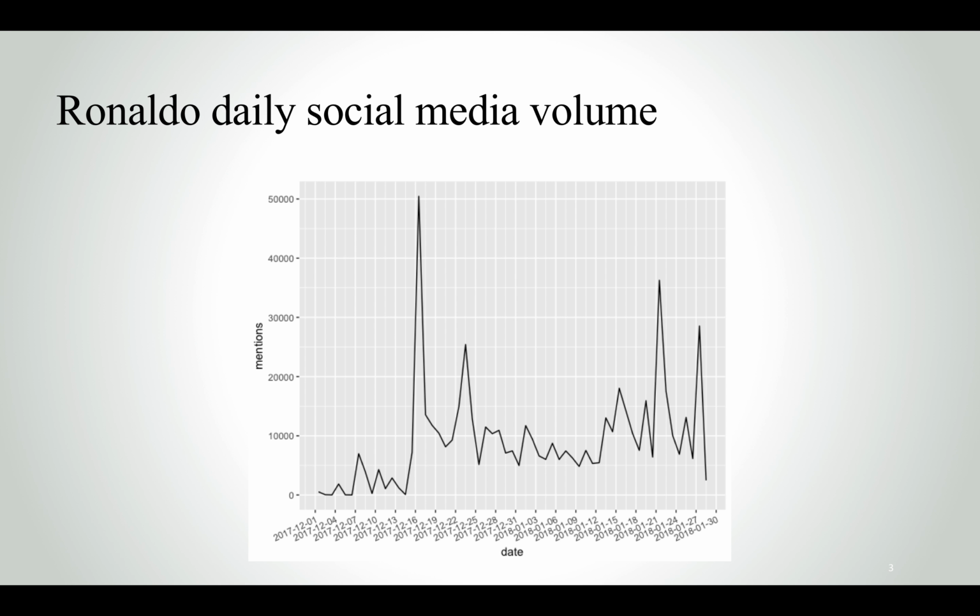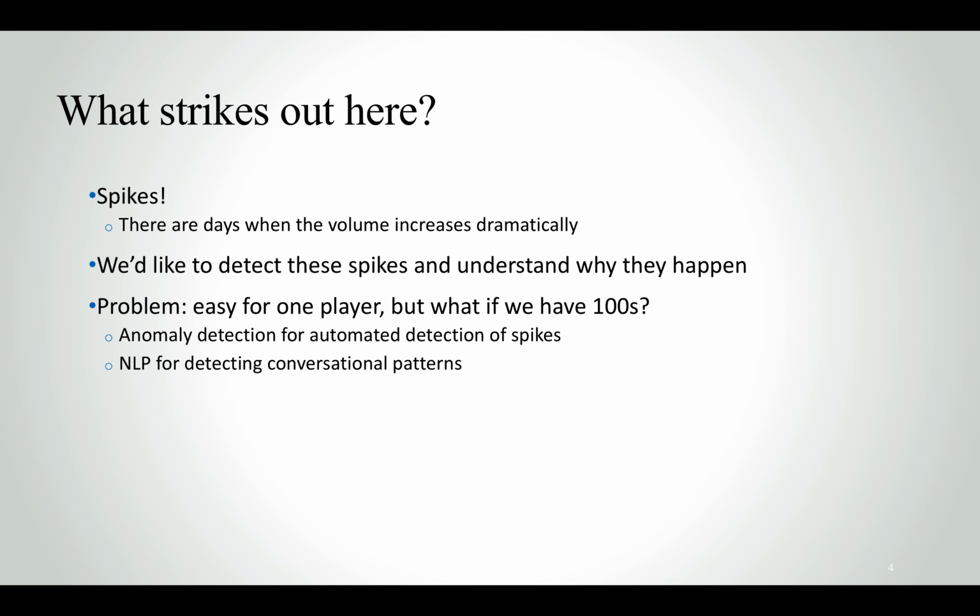You see that it starts low, then there's a spike, then it converges to another level, there's another spike, etc. As you might have guessed, spikes are important, because it means that something happened there. Ideally, we'd like to detect those spikes automatically and also drill down into the data and understand what happened. If you have just one player, obviously you can just visualize the time series and see what's happening. But what if we had hundreds? This is when things get more complicated and we need to look into more advanced methods.